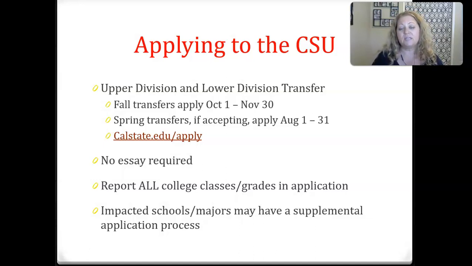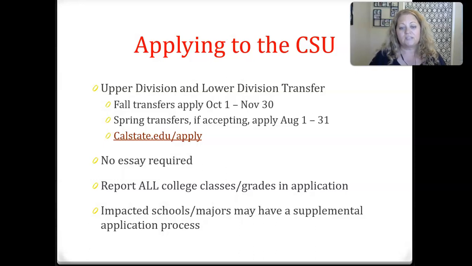The CSU does not require any essays. They do require some short answers if you apply to the EOP program at the CSU. There are 7 questions that do require a short answer.